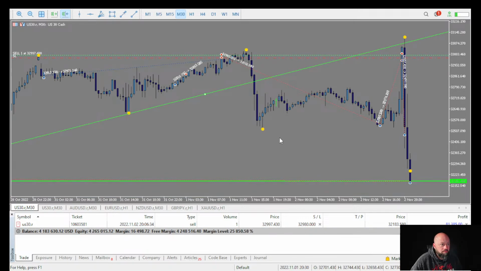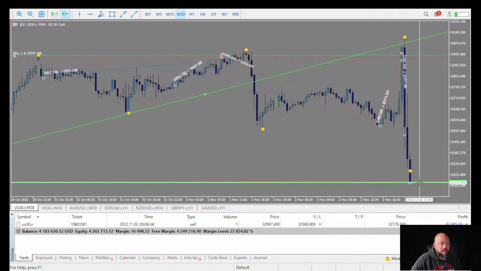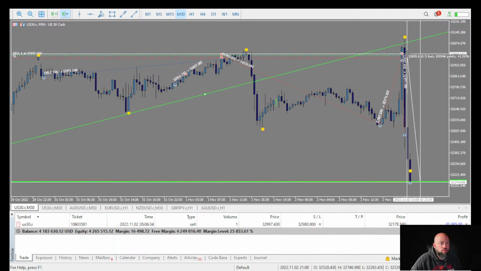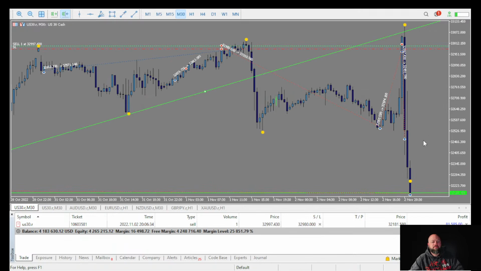Beautiful. Not a bad trade. It's currently sitting now at 830 pips. I'll take that all day.